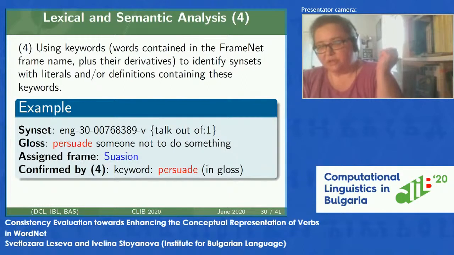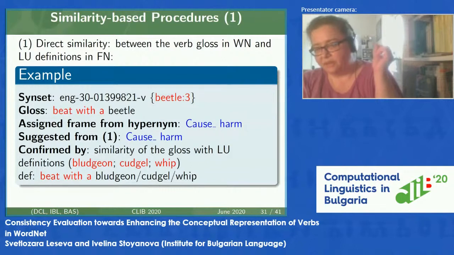Similarity-based procedures. What we test here is direct similarity between the verb clause and the definitions of lexical units in FrameNet. What we are looking for here is actually a match between verbs and nouns and other verbs within the definitions. In which case, for example, with Beto, we actually get the suggestion that cause harm has a good similarity level measurement with the gloss of Beto 3. So we confirm that this frame is maybe correct.